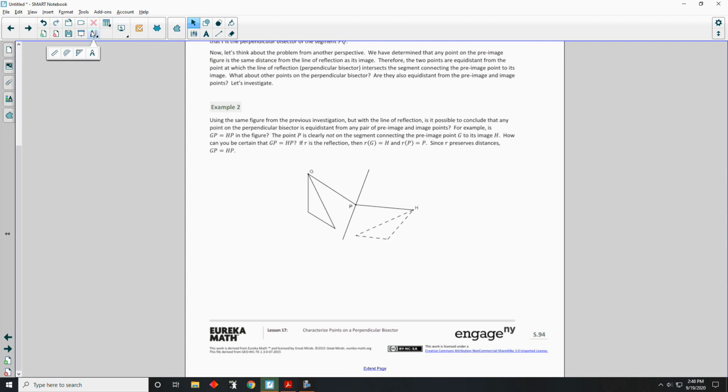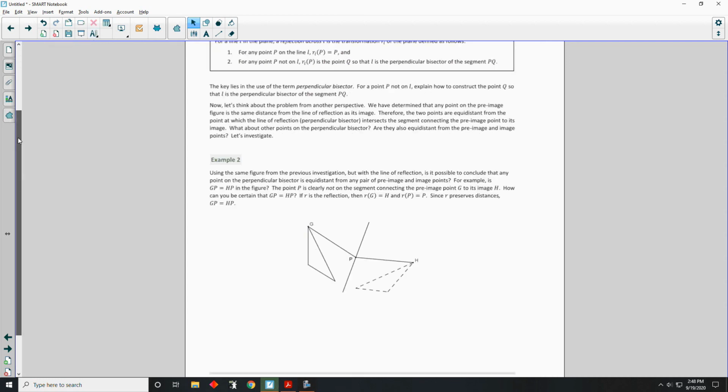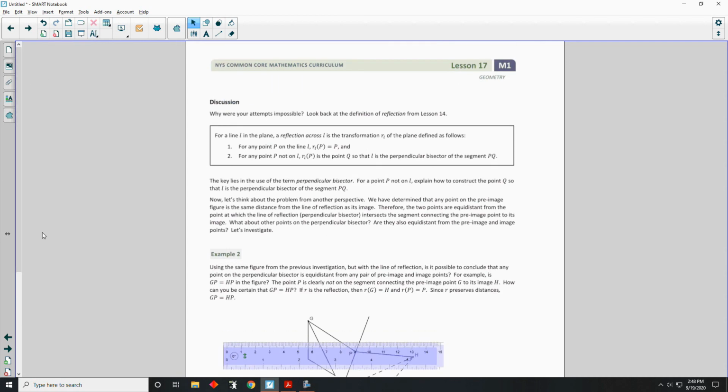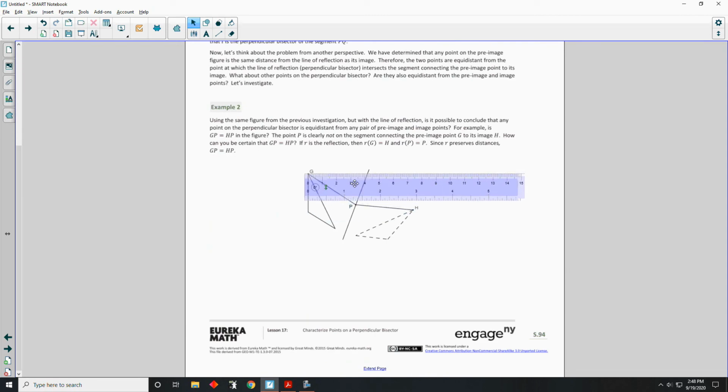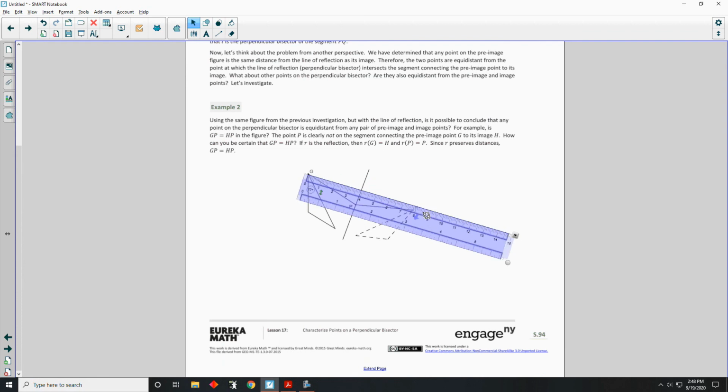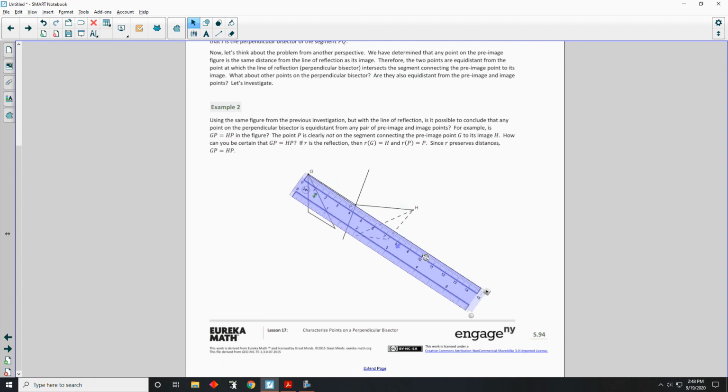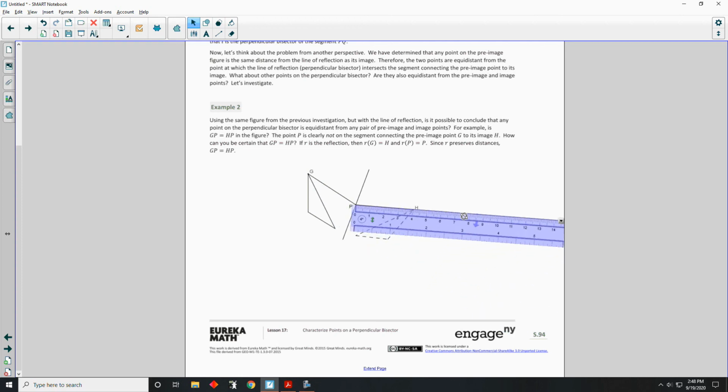Okay, well, I suppose we could measure it, so let me get a ruler, bring it down, and put the ruler right on G, rotate it to P, like so. That is 4 centimeters. So now if I move my ruler here, rotate it up to H, like so, trying to be as accurate as possible. And it looks like that is also 4 centimeters.